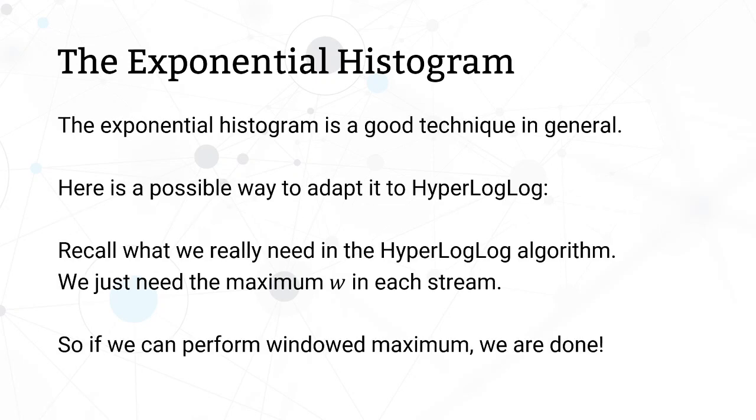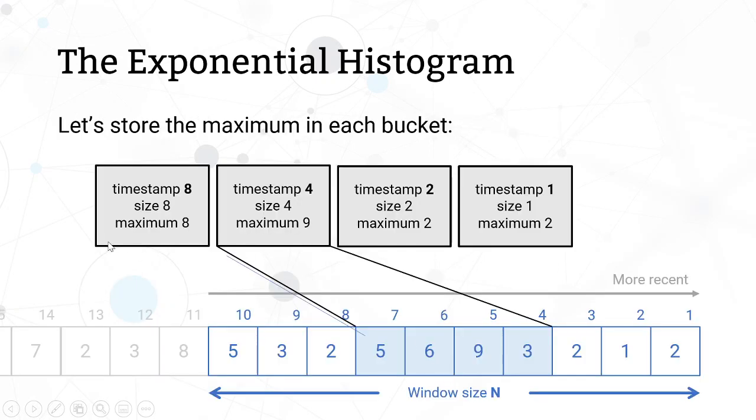And the reason we discussed all of this is that the exponential histogram is a really good technique in general, right? So you can actually adapt it to HyperLogLog pretty directly. If you think about HyperLogLog, the only thing we actually need is the maximum W for each stream. This is really the only thing we're storing. Each of those streams needs to know the W, the number of leading zeros it has in that stream, right? So if we can perform windowed maximum, we're basically done. And so we can directly translate the algorithm we had previously to this scenario, where we just store the maximum in addition to all the other things we're storing.